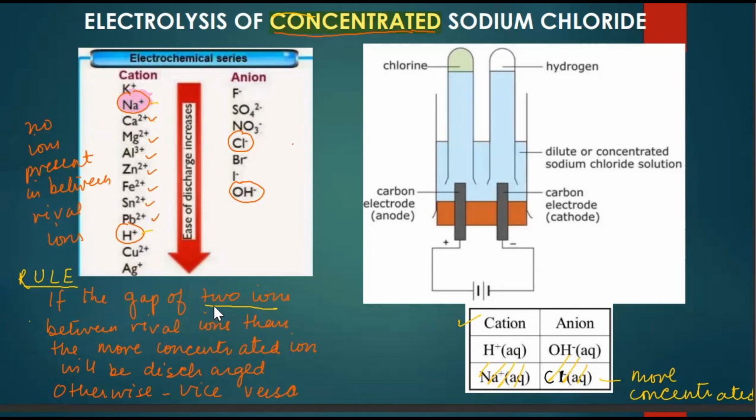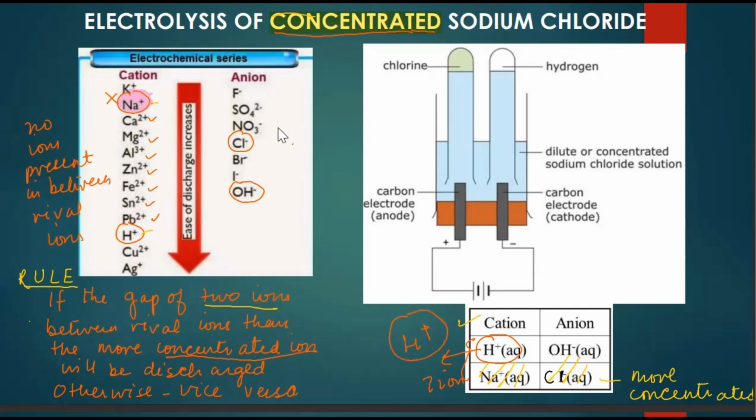So the rule says that if there is a gap of 2 ions, then the more concentrated one will be discharged. That means the concentrated sodium will not discharge in this case, because if there is not a gap of 2, then the dilute one is discharged, otherwise vice versa. So even though the sodium is concentrated, there is a gap of 7 ions in between. So here the hydrogen ion will be preferentially discharged, right?